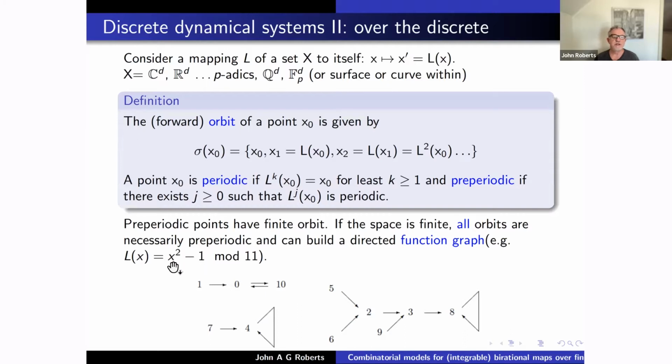So for instance, take the polynomial x squared minus 1 mod 11. You've now got a space, it's got 11 points in it, and you can draw this function graph that tells you exactly that 5 goes to 2, but also 6 goes to 2, so non-invertible, etc. You can figure out everything you want to know about this, but of course, 11 is a very small prime.